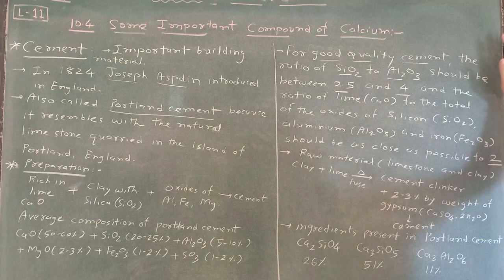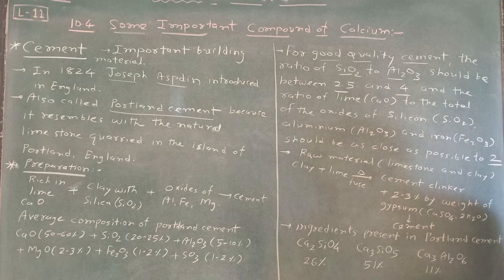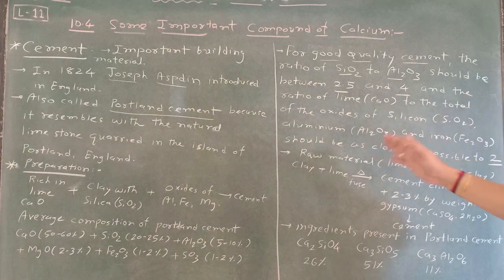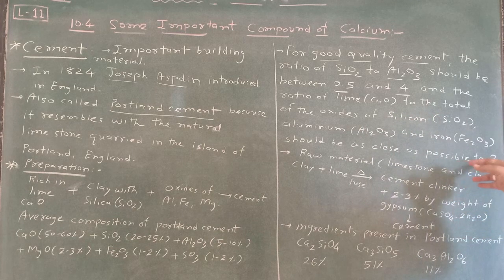In material science you have to learn this. In chemistry, suppose you take a BSc, at that time this topic is very important. So your information here is regarding silicon dioxide, Al2O3 and calcium oxide, with respect to the different oxides of silicon, aluminium and iron, which should be as close as possible to 2.